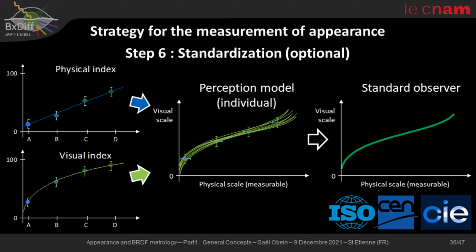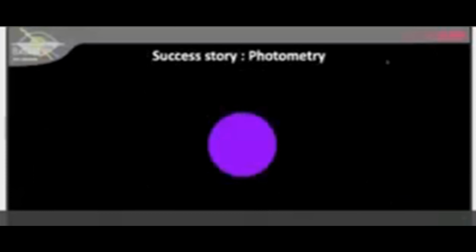I continue? So this strategy has been applied already, with good success stories. The first one is the photometry, which is what we were discussing. The photometry and the luminous intensity, the candela, is a measurement that tries to reflect the intensity of the light seen by a human observer.